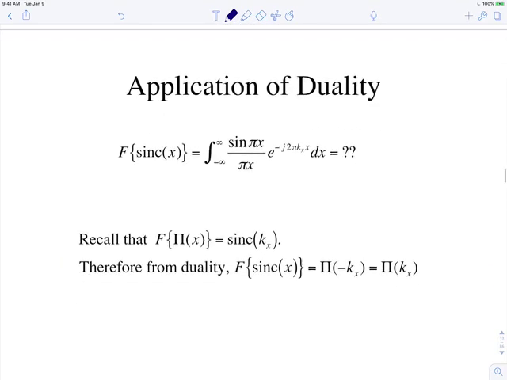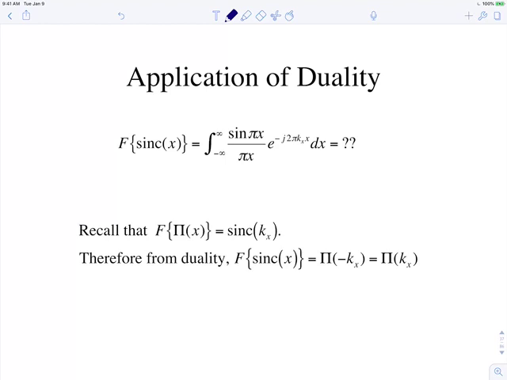So the biggest application of duality, or my favorite one, is this one. What is the Fourier transform of the sinc function? Those of you who have a lot of time on your hands may wish to evaluate this integral: sin(pi x) over pi x, e to the minus j 2 pi kx x dx.